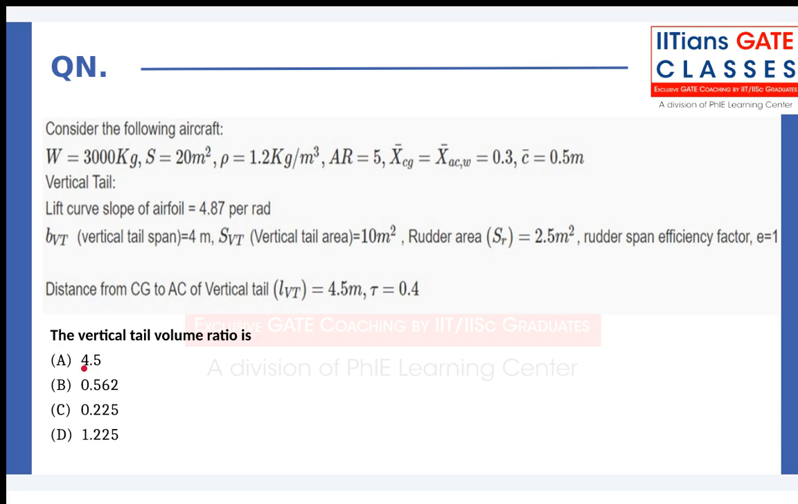Okay. Can you tell me how you got your answers? Two of you have gotten A, somebody's gotten C. So since two of you have gotten A, tell me how you got A. We need to find out vertical tail. First of all, what is the vertical tail volume ratio formula?